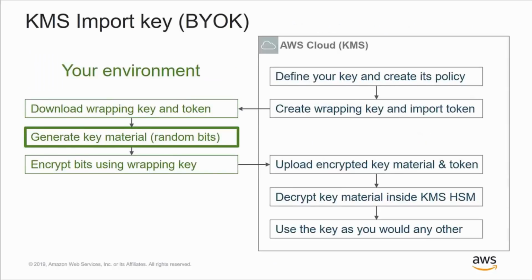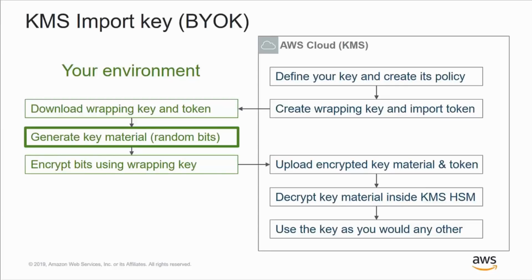If it's important that you do import your own key, it's a fairly straightforward process. You define that key in KMS, you define the alias, you define the name of the key. You essentially create it as a logical entity within KMS. KMS will create a wrapping key and an import token that defines that key for you. You'll download that wrapping key and the import token into your own environment.